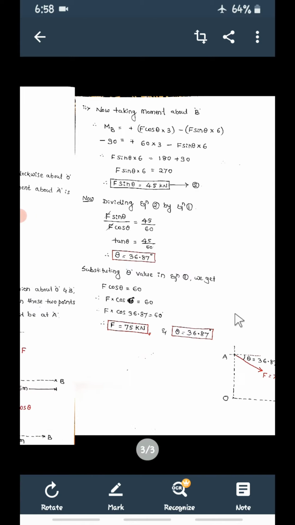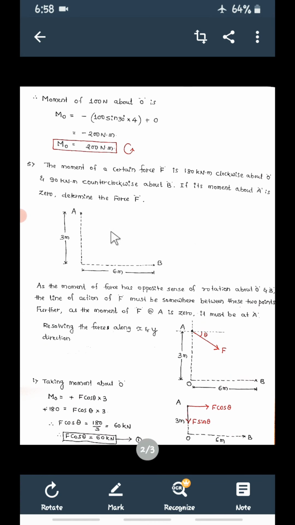So please note that this problem is important. Note down this problem, whatever you have solved, these two problems are important. So I hope you have understood these problems. If any doubts are there, feel free to ask and clarify your doubts.